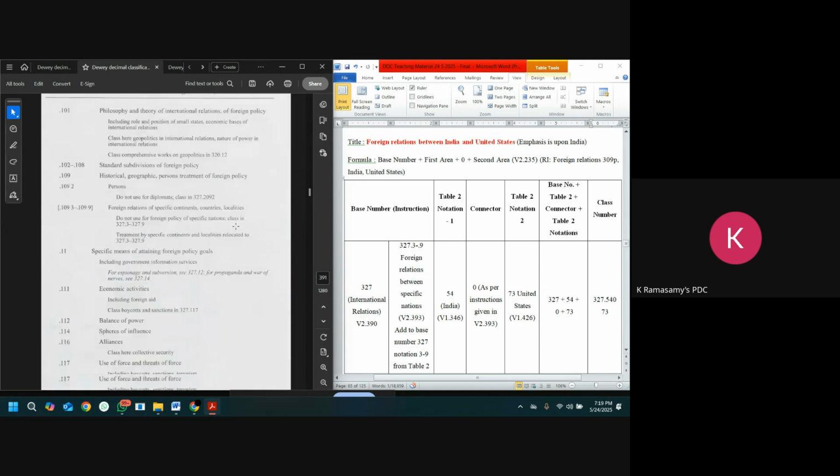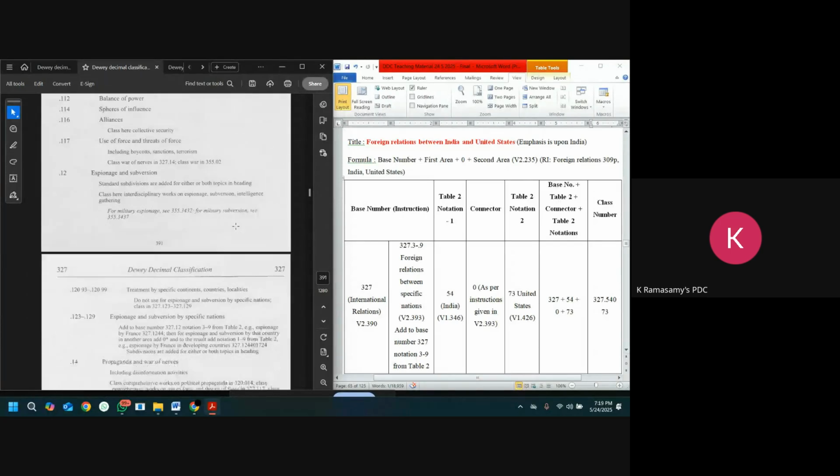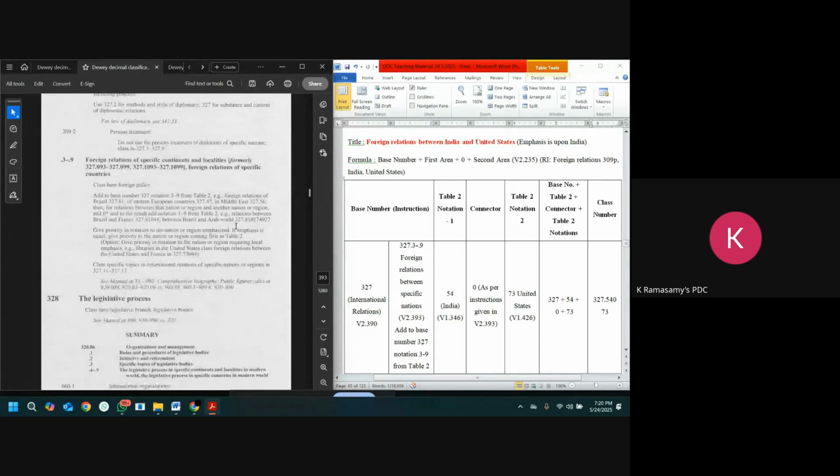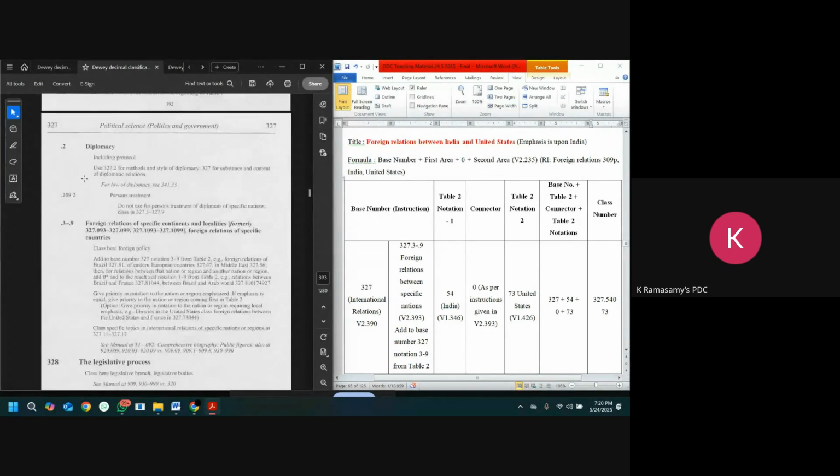I should look for the place where they have given the instruction to add two different numbers. Okay, I just go down under 327, looking for the instruction. Where the instruction is available is given here: 327.3-.9, foreign relations of specific continents and localities. The instruction is very, very simple, very, very clear. It says add to base number 327. What is the base number? 327 is the base number. Notation 1 to 9 from table 2.